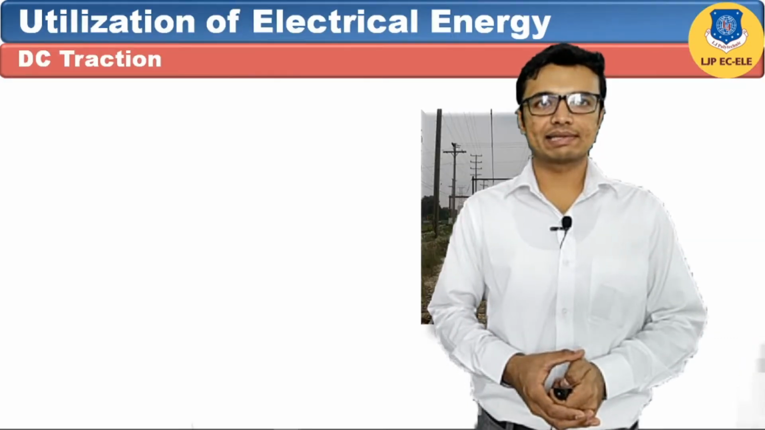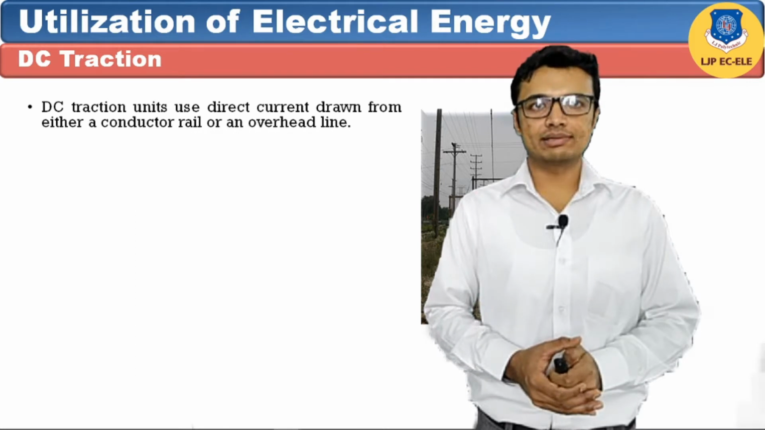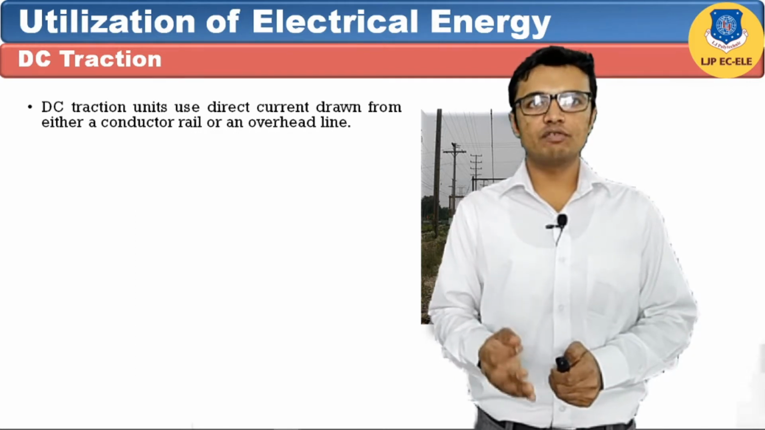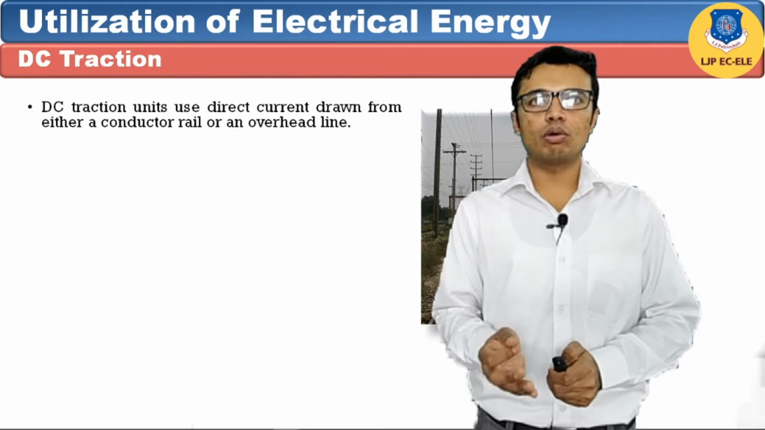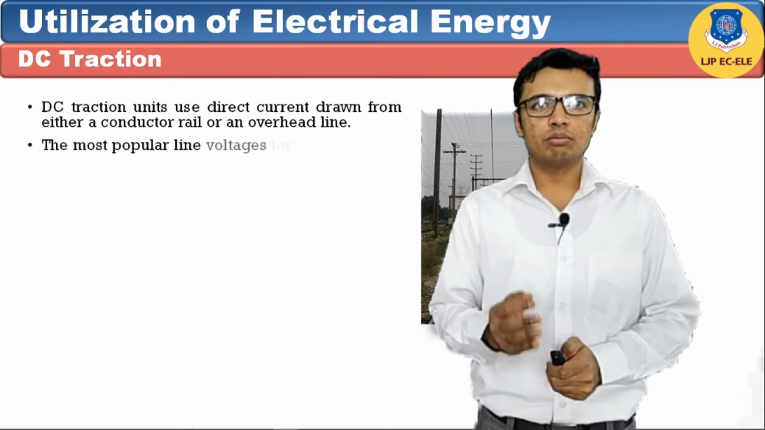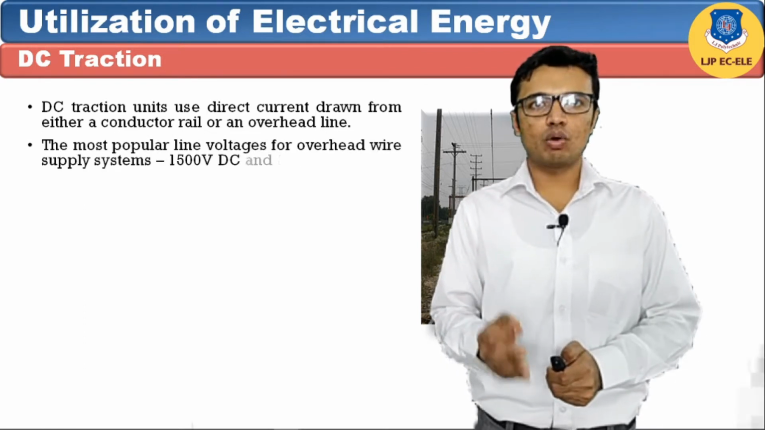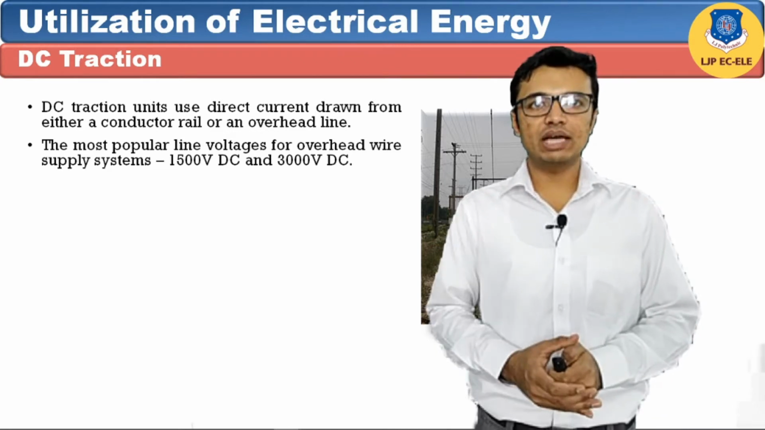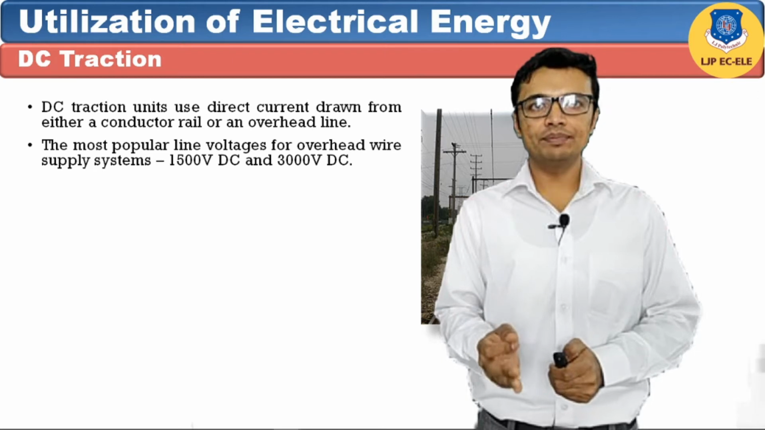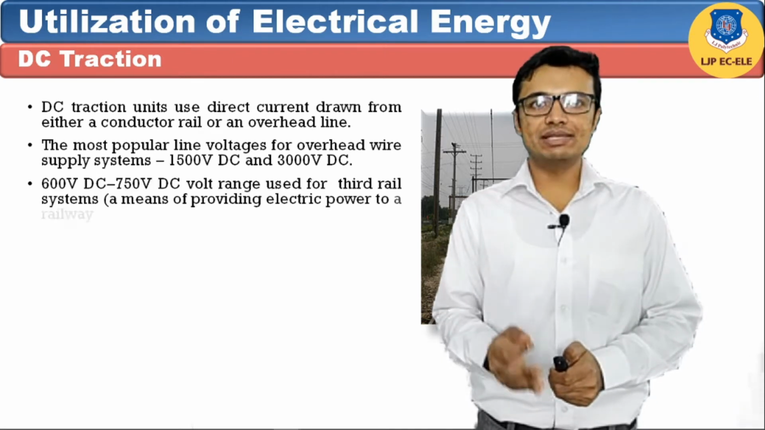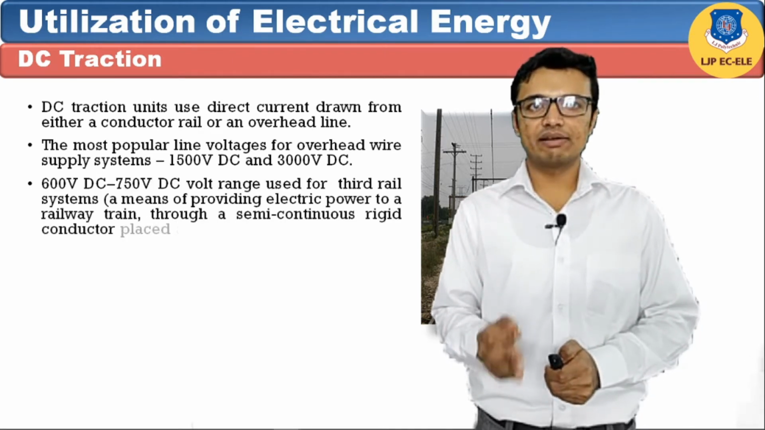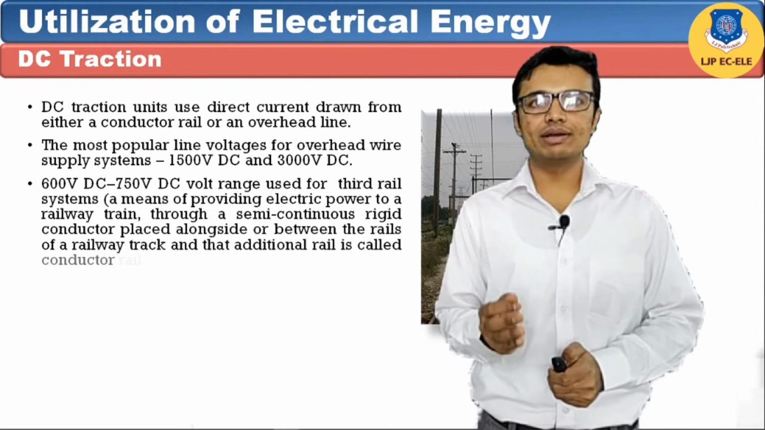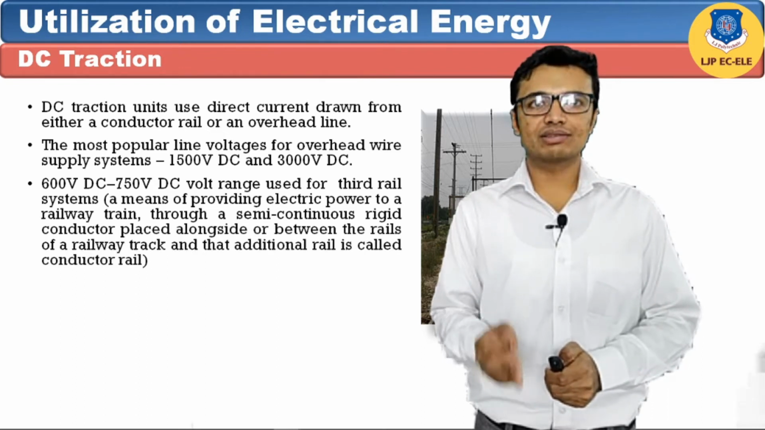Let's learn about the DC traction system. Here the DC traction units use direct current which is drawn from either a conductor rail or overhead lines. The most popular line voltages for overhead wire supply systems are 1500 volt DC and 3000 volt DC. It may be in the 600 to 750 volt DC range used for a third rail system.